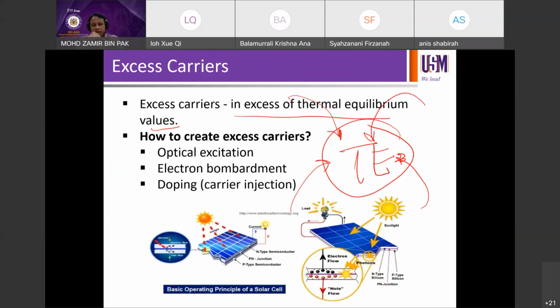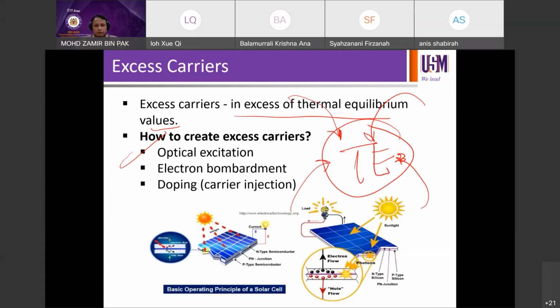How do we create excess carriers? There are many ways to do that. For example, if you talk about solar cell, then of course you're talking about optical excitation. That means you use your silicon and then you shine the silicon with irradiation under light condition. It can be the sun, it can be indoor lights, many different light sources to be able to generate excess carriers, right?